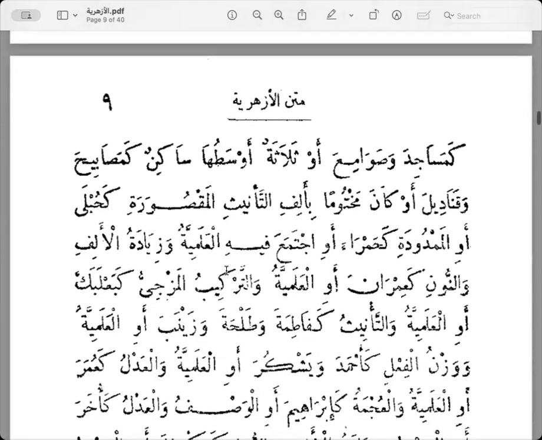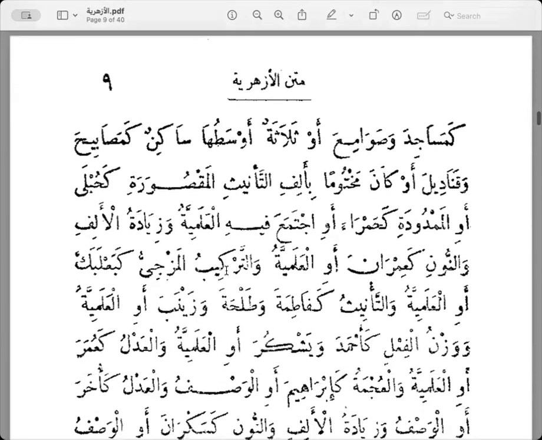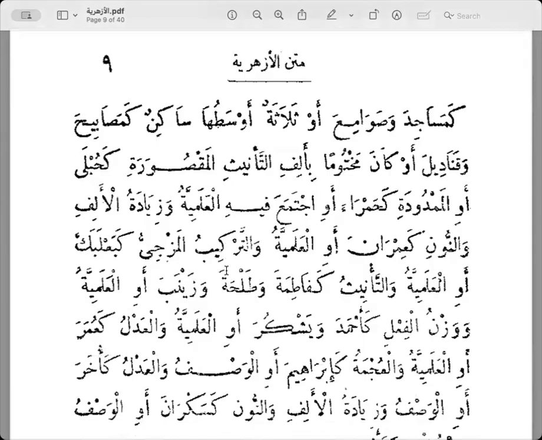In French, if you have a word that ends in S, you just don't do anything to it. You leave it like that. Mon fils, mes fils. Just leave it like that.